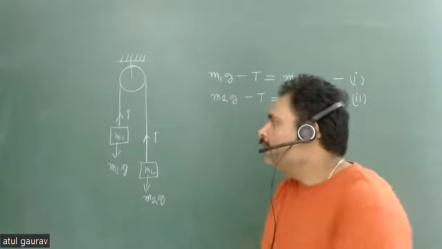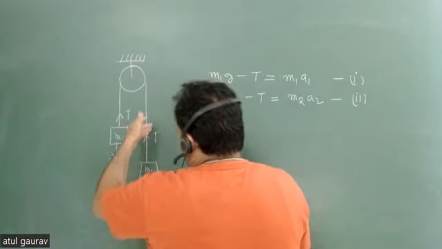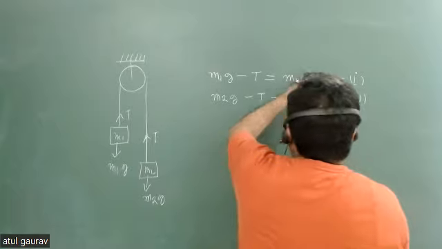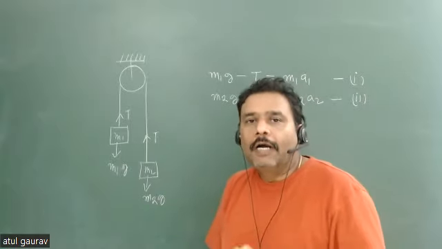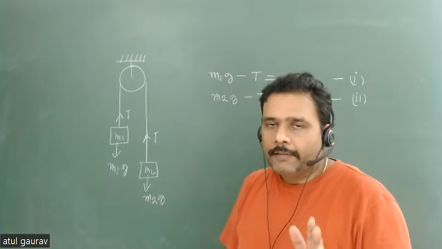Otherwise, everybody knows that if M1 moves up, then M2 will move down, so the acceleration is in the opposite direction. I know each and everything. But how will mathematics tell you this story? Are you getting my point?